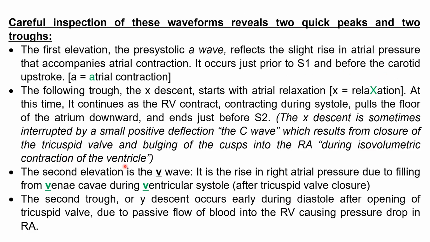So again, let's return to what we were saying. As we said, we will find a positive peak, which is the A wave, then a trough, a negative, which is the X descent. Then you will find another positive one, which is the V wave. Then you will find a Y descent. All this with each heartbeat.